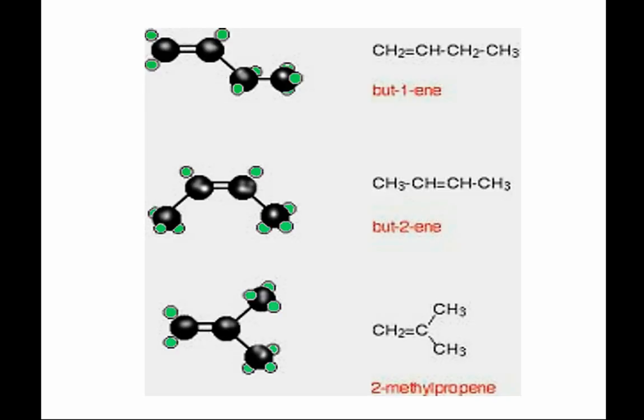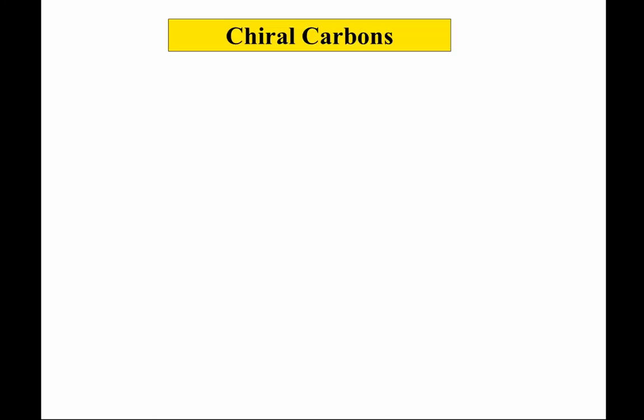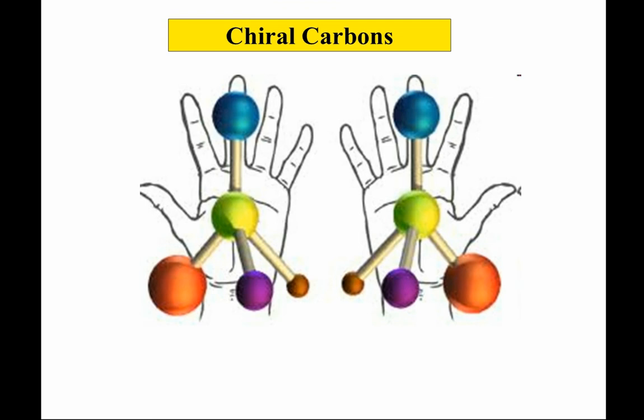Here are some more isomers. If you look carefully, you can see that each one has the same formula but a different setup, and therefore it is a different kind of compound, a different arrangement of atoms. Chiral carbon atoms are atoms that have the same atoms attached to them, but they are mirror images of each other.